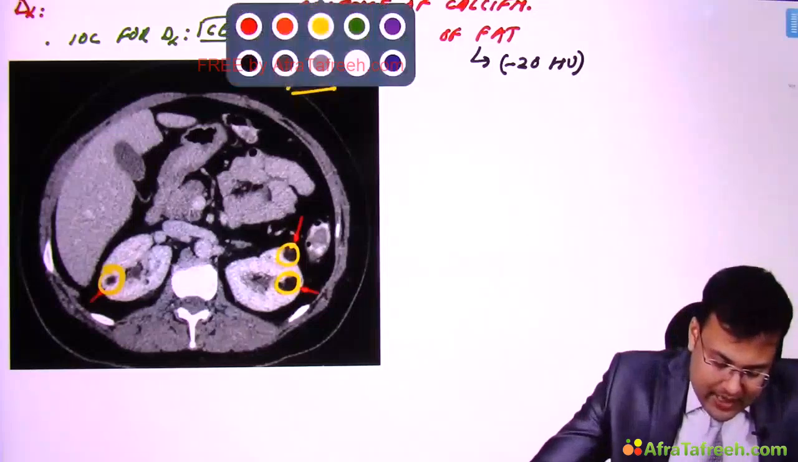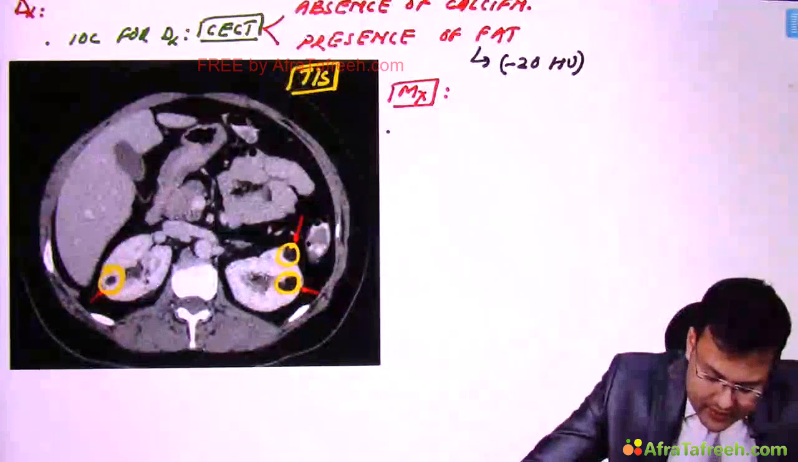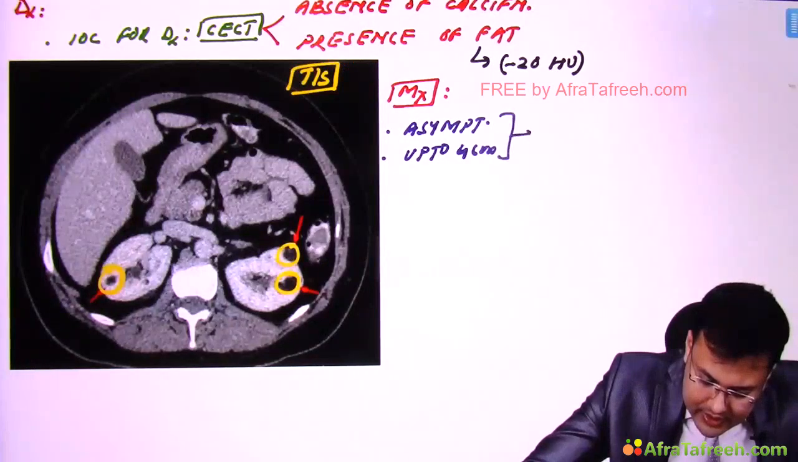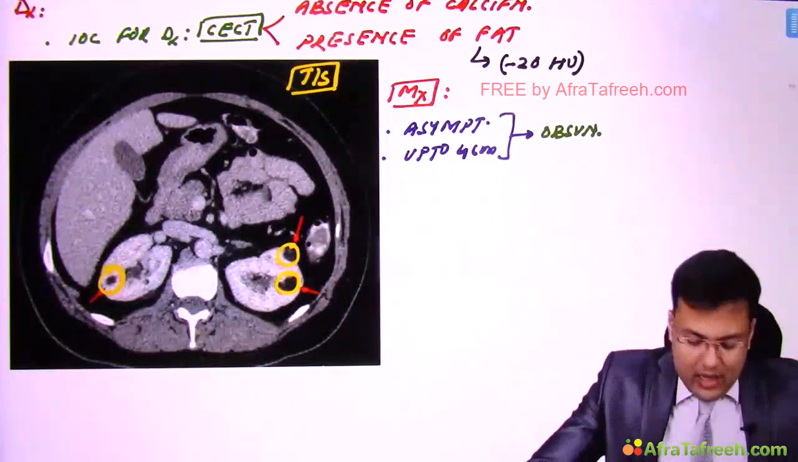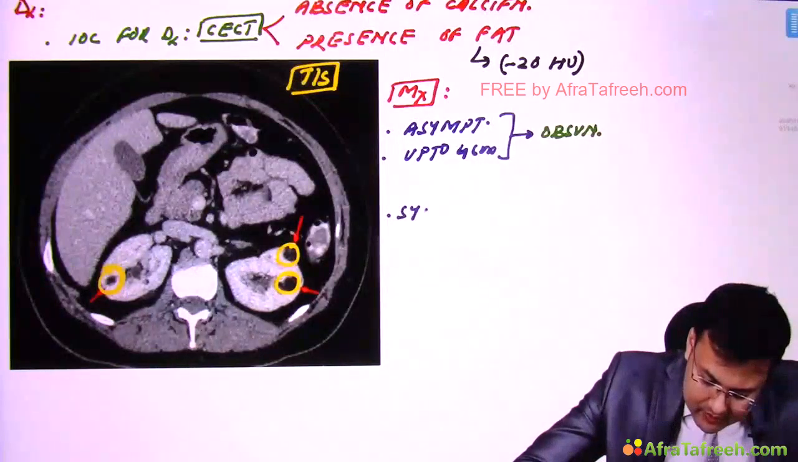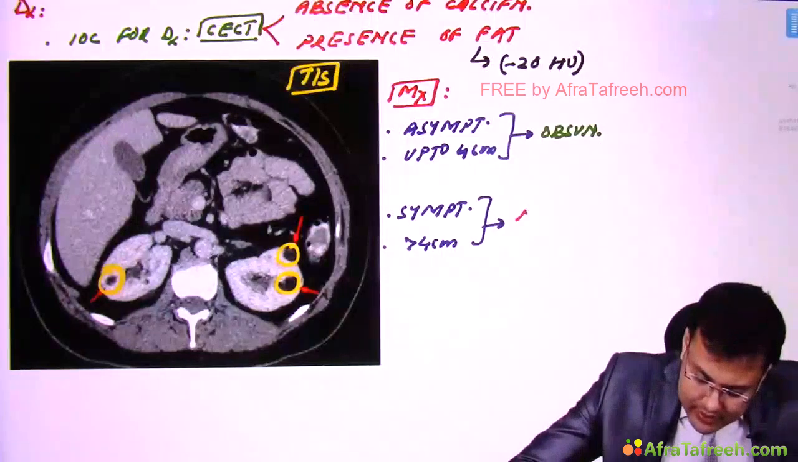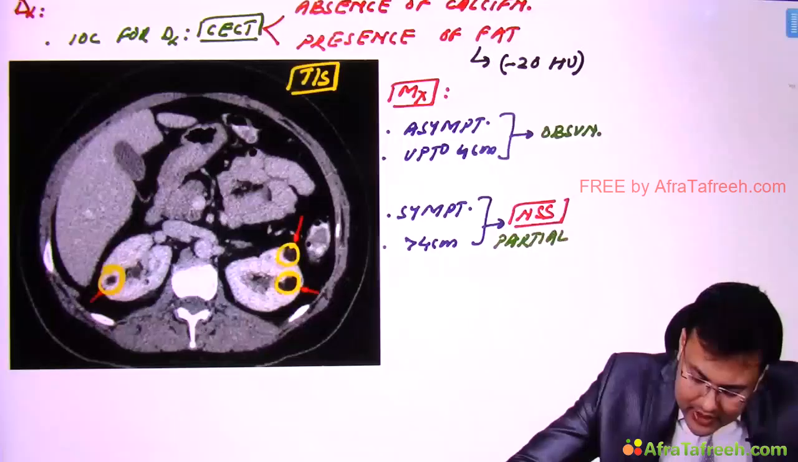Okay, so see, management, it's easy. If the patient is asymptomatic and the tumor is up to 4 centimeter, in these cases we go for observation. Clear? When the patient is symptomatic or the size of the tumor is more than 4 centimeter, in that case we go for nephron sparing surgery. And what is the other term used for nephron sparing surgery? This is also known as partial nephrectomy.